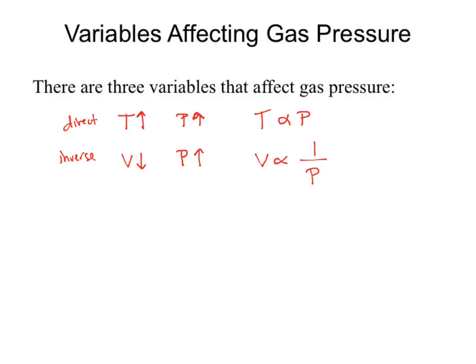What happens is we increase pressure. What happens to the volume? 1 over a really big number gives us a really small number. So if we increase pressure, volume decreases. There's our inverse relationship.